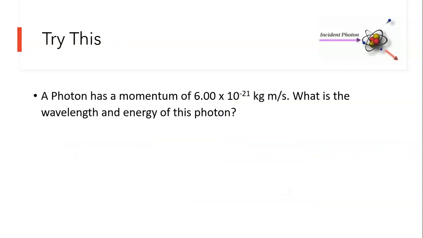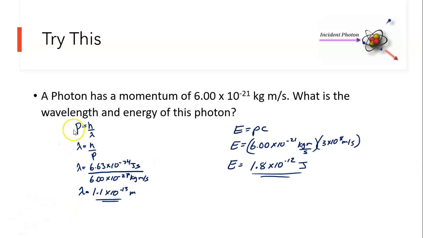Okay, I would like you to pause the video at this point. Give this one a try. You're looking for both the wavelength and energy of a photon with a momentum of 6.00 times 10 to the negative 21 kilogram meters per second. Pause the video now. Okay, as you went through this, you should have found that the wavelength was 1.1 times 10 to the negative 13 meters, and the energy is 1.8 times 10 to the negative 12 joules.